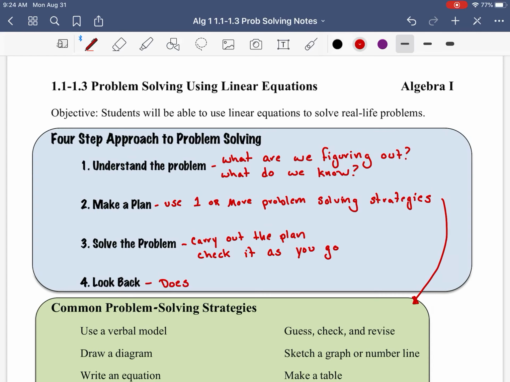Ask, does my answer make sense? This to me is the number one thing to look at: once you're done, did what I get actually make sense in the context of this problem? For example, if I'm trying to figure out how many cats she has, and then my answer ends up being negative 457, my answer does not make sense with what we're trying to figure out. So our look back goes back to understanding the problem.